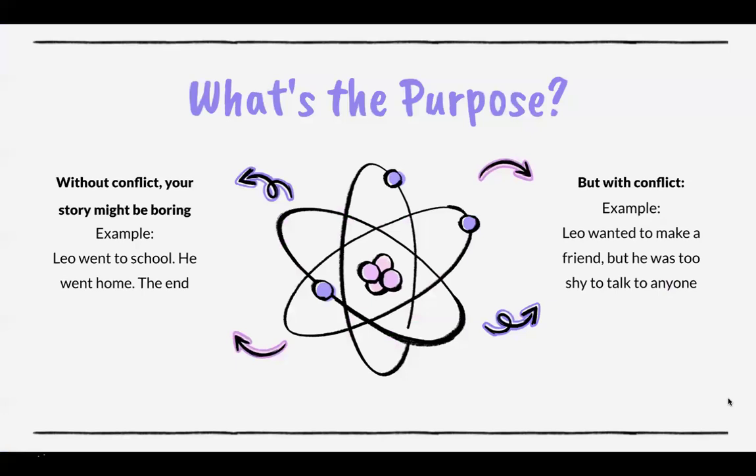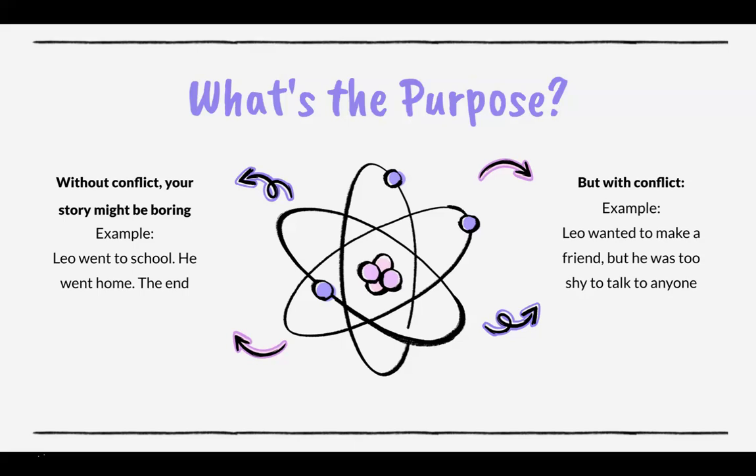So, what is the purpose of conflict? Well, without conflict, your story might be boring. An example is: Leo went to school, he went home. The end. But if we talk about conflict, we have this other example: Leo wanted to make a friend, but he was too shy to talk to anyone. Here, the conflict is that Leo is too shy to talk to anyone, and it's getting in the way of his goal of making a friend.